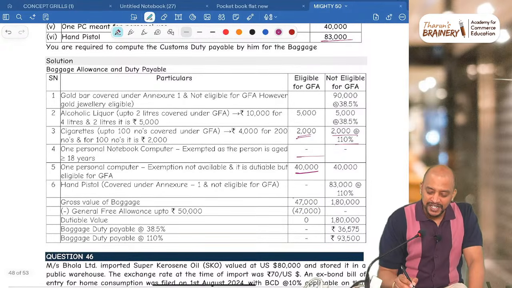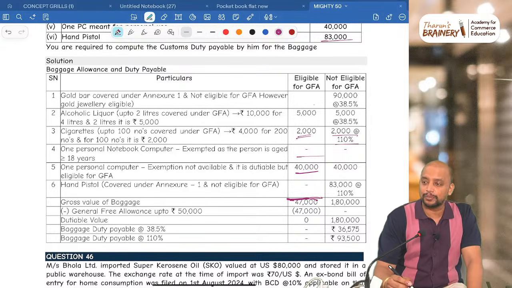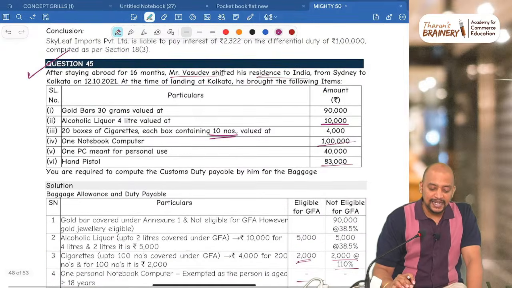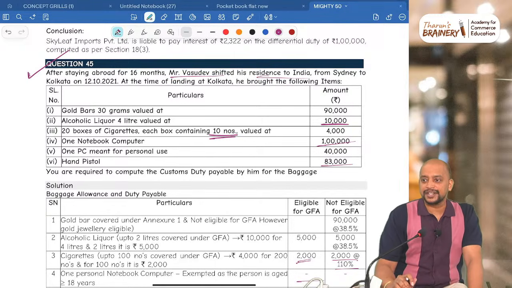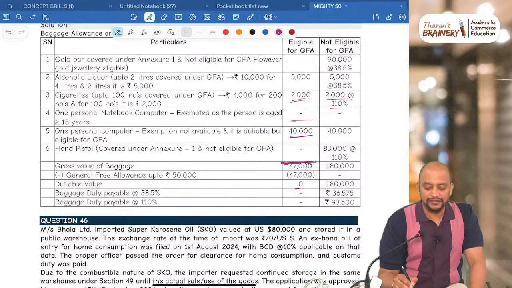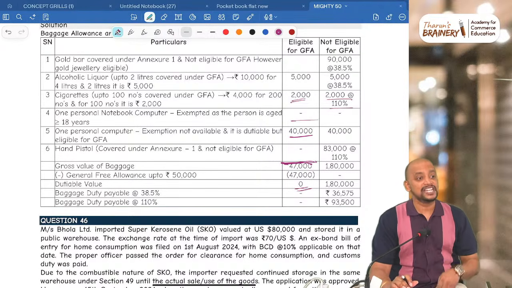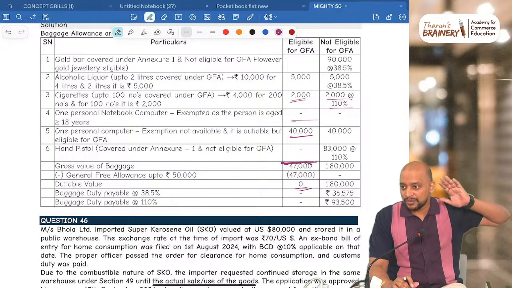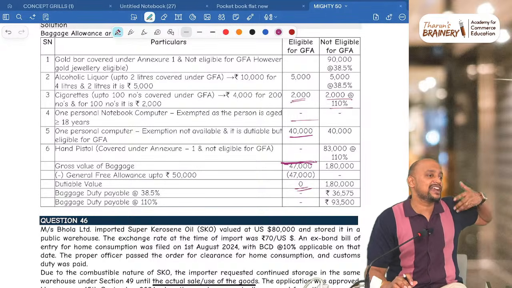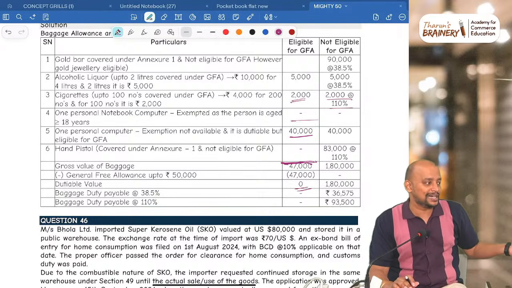So eligible for GFA you take 47,000 total, correct? 40 plus 2 plus 5. And is he a person of foreign origin? No. So due to that reason, 50,000 up to 50,000. So dutiable value will be 0. Actually he is eligible for transfer of residence, but in GFA itself it is accommodated. So that's why the transfer of residence point is not applied here.